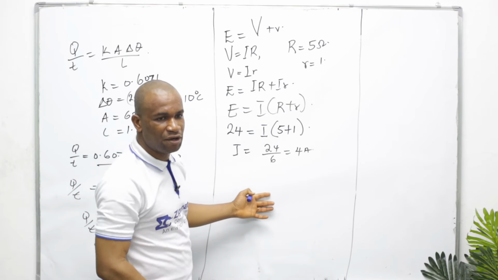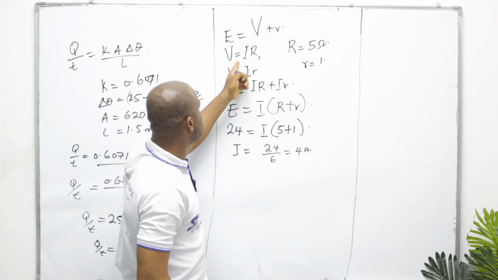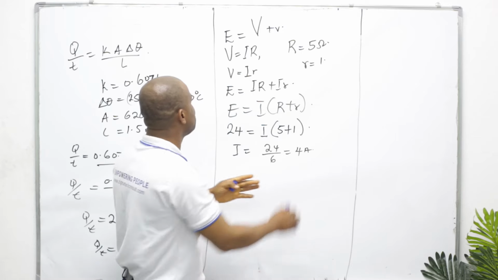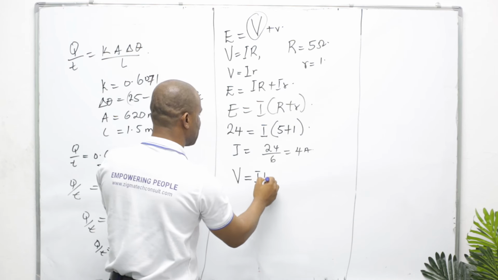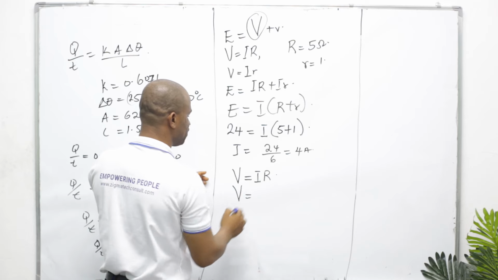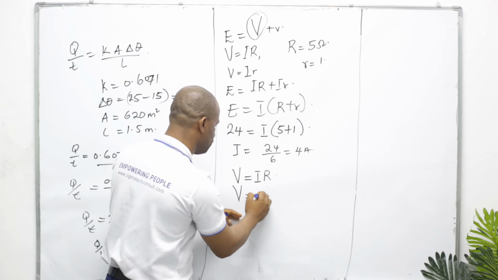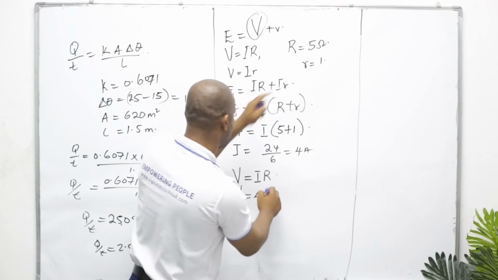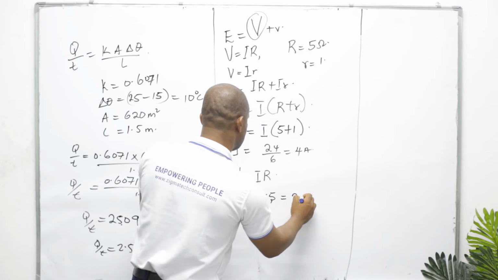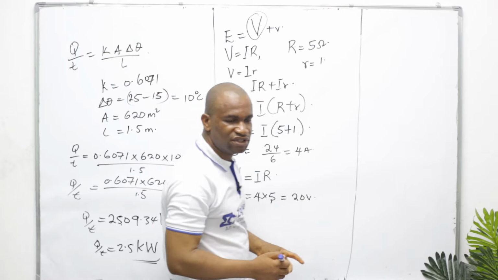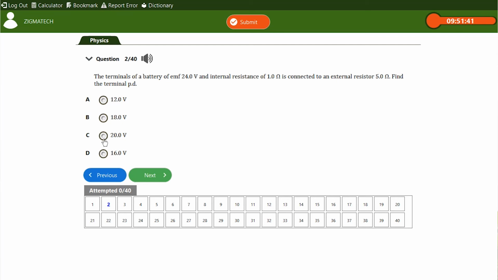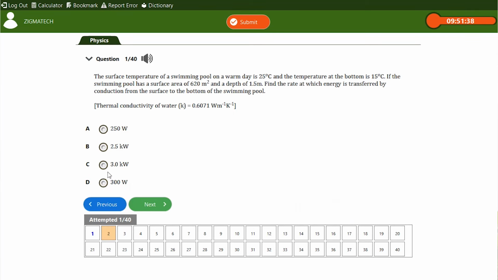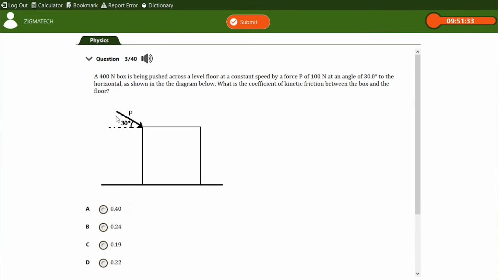So if the current is 4 ampere, then what is my PD? Terminal PD is this capital V, and the capital V is given as I multiplied by the capital R. So the terminal PD is given as 4 multiplied by 5, and this is going to be 20 volts. That is option C. But I think we didn't pick option 1. Option 1 was given as 2.5K, and let's go to number 3.